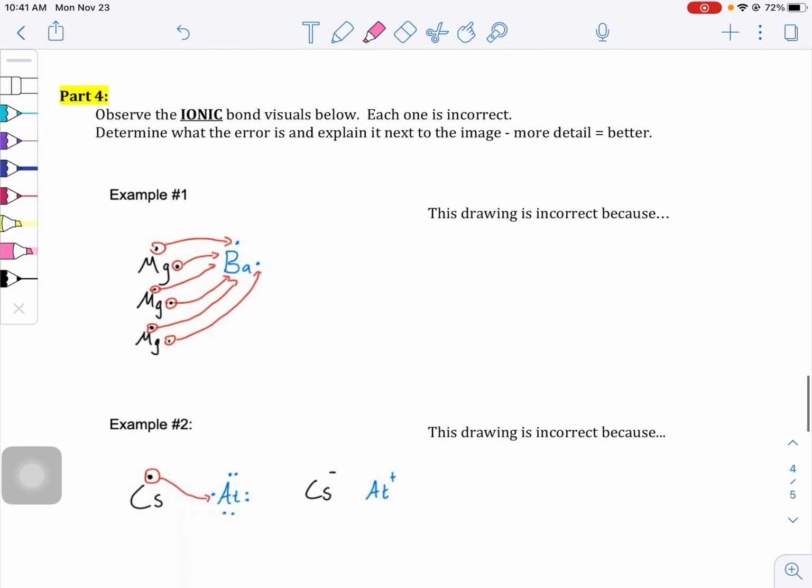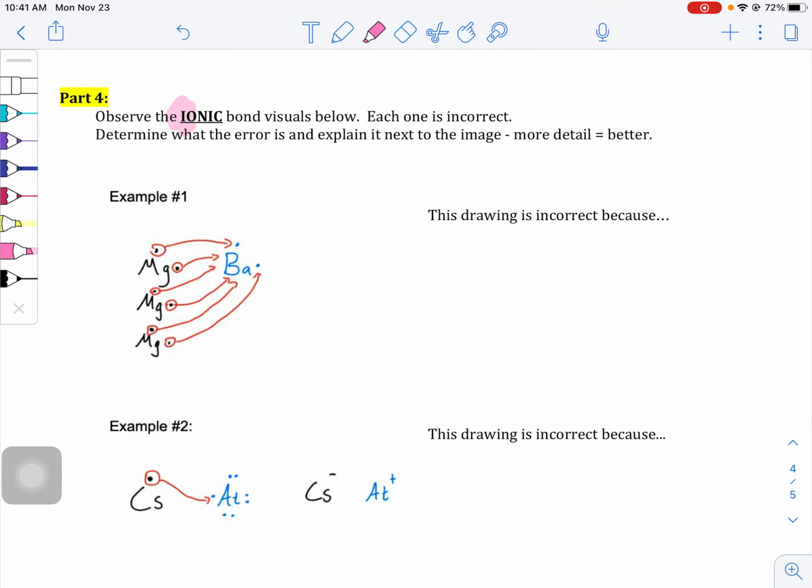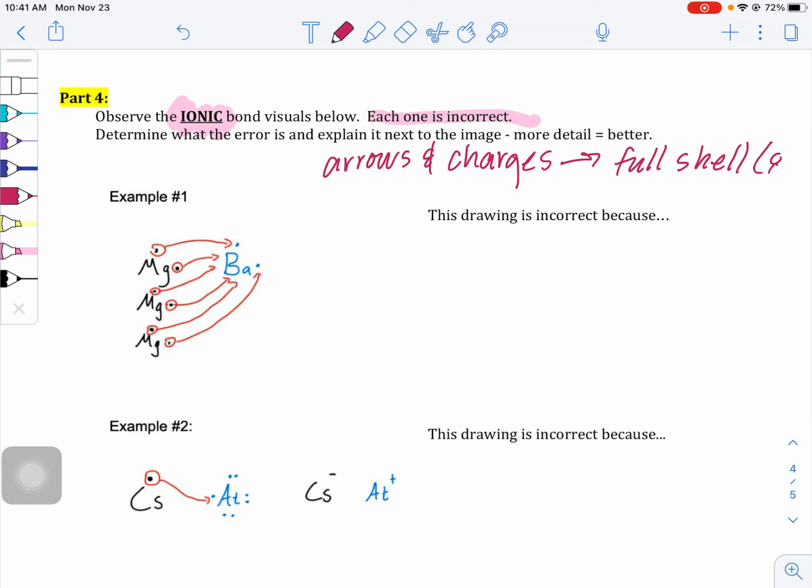Same thing is happening down here for ionic, right? In ionic bonds, we have 3 examples. Each one has something incorrect. Again, what we want to see here are arrows and charges, right? Arrows and charges. And we want to see, as always, everybody getting to their full shell, that stable 8.